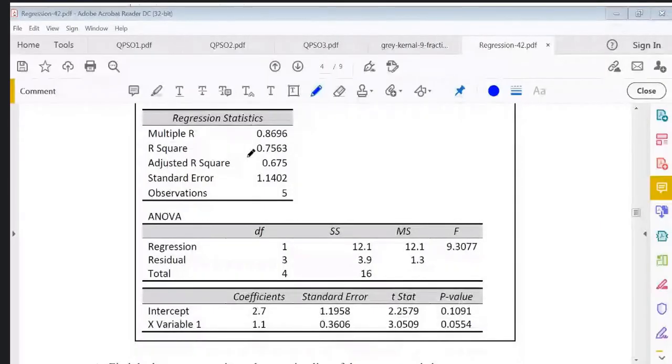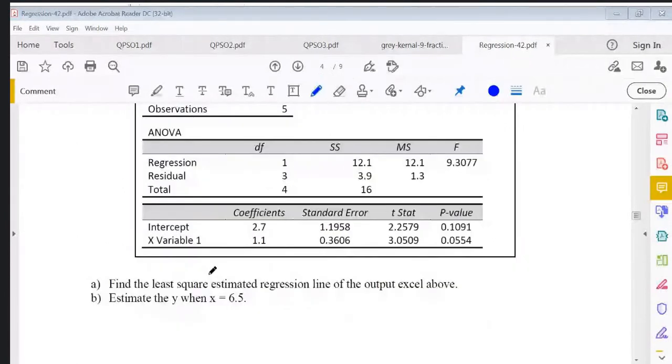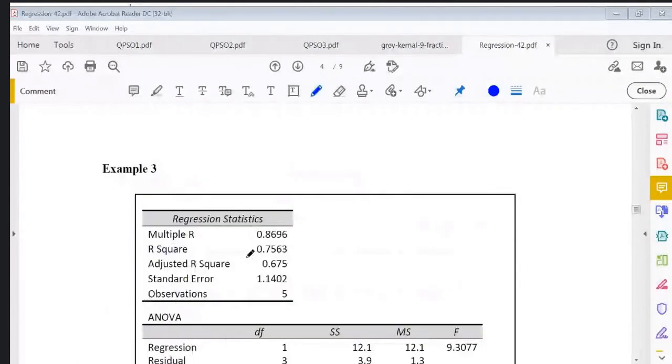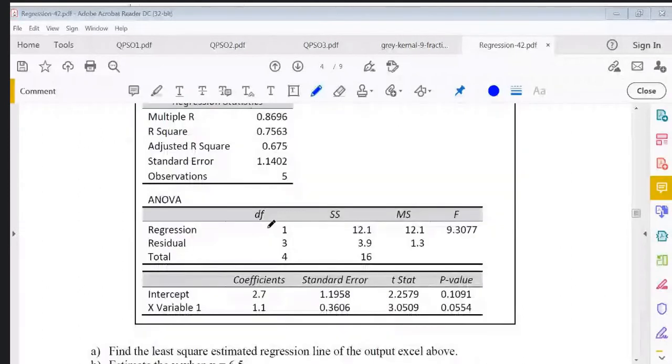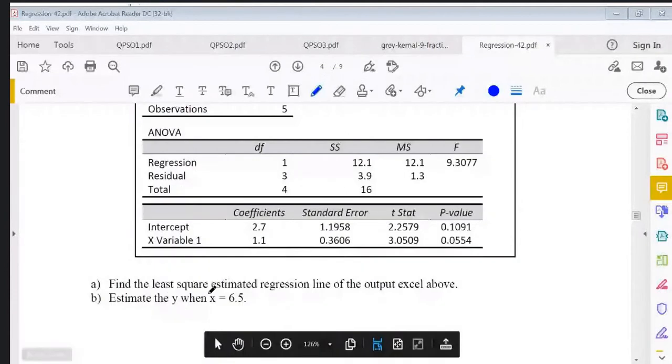Look at example 3. This is the output computer from Excel. This is the regression line, the regression output. Estimate the regression line. The regression line is y equals a plus bx.